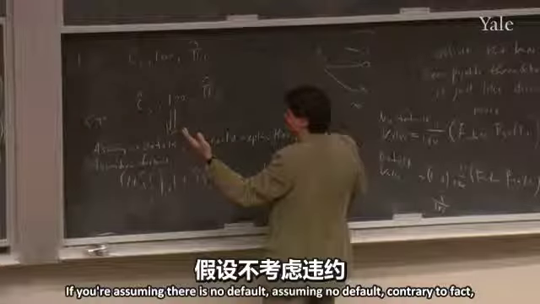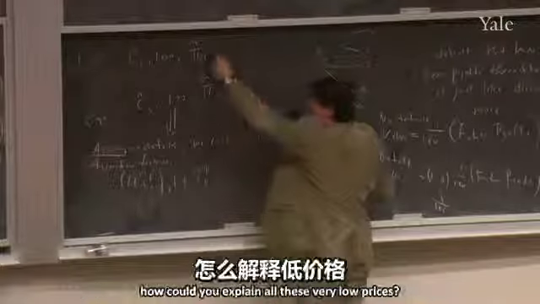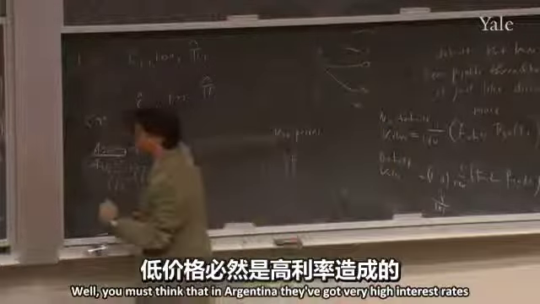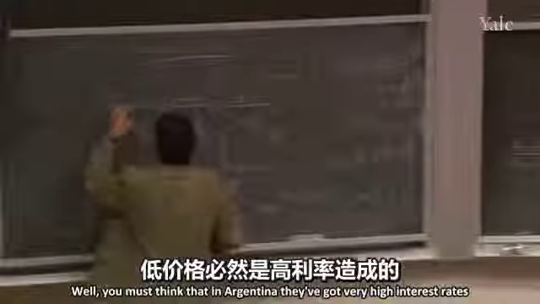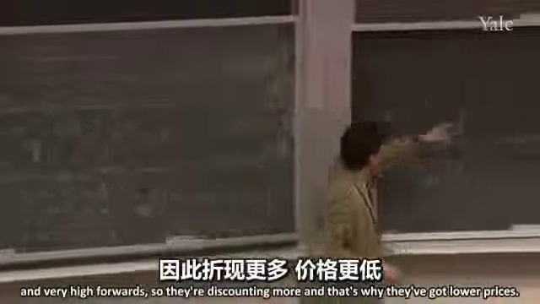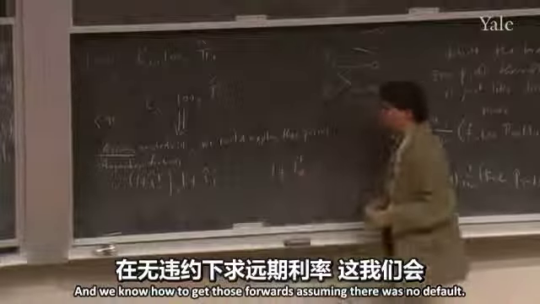If you're assuming there's no default, contrary to fact, how could you explain all these very low prices? Well, you must think that in Argentina they've got very high interest rates and very high forwards, so they're discounting more, and that's why they've got lower prices. And we know how to get those forwards, assuming there was no default.